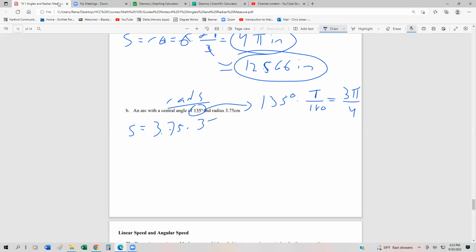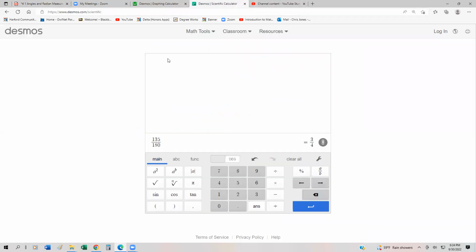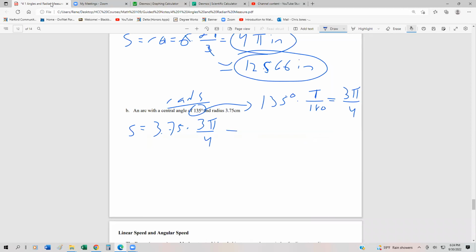So now we can multiply by 3 pi fourths, and then we can just multiply to get an exact value. We're going to take 3.75 times 3, and in our calculator, we divide that by 4. And that gives us 45 over 16. Now remember, you can hit math, enter, enter when you're done with this. So the exact answer, just like we said over here, is going to be 45 pi sixteenths.